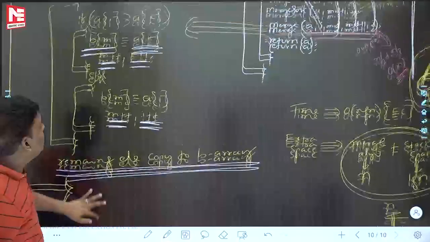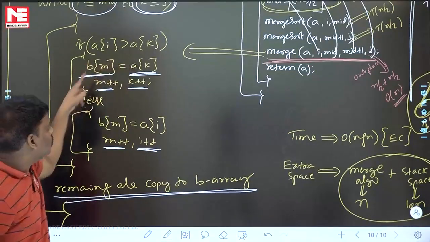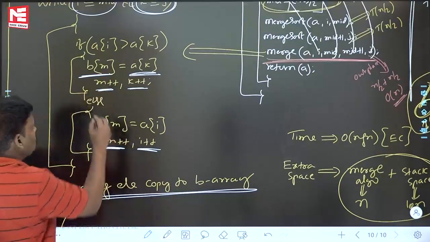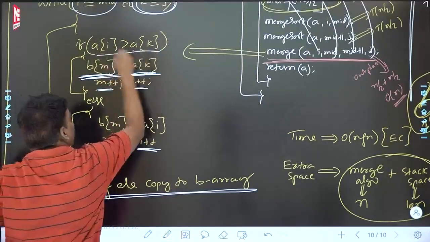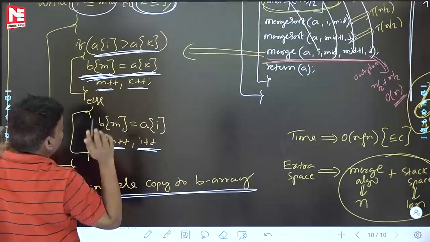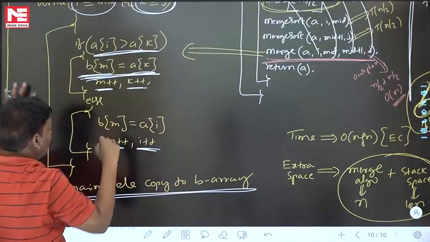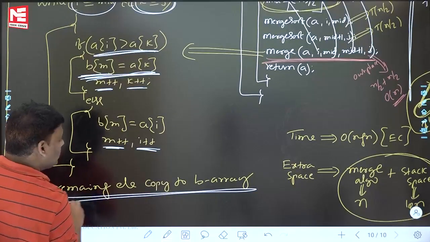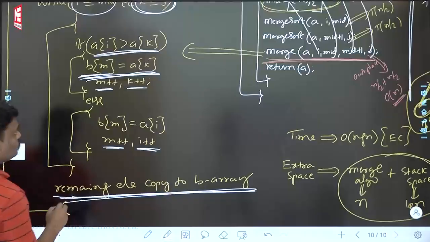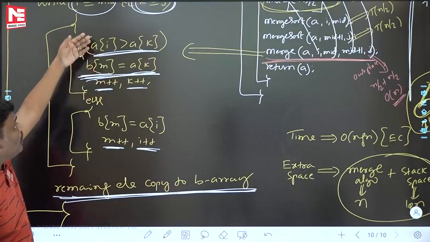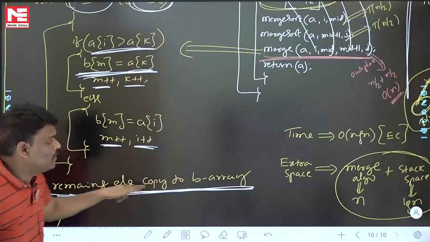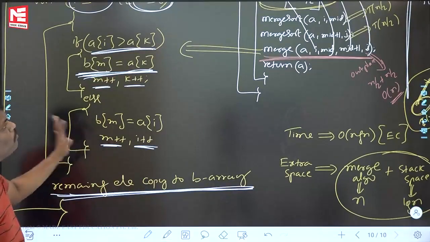See this one. Whenever this loop is going on, comparisons are going on. Moves are also going on. This is a move. But whenever this loop is over, then also moves are there. See, remaining elements copy to B array. So here also, however many comparisons, that many moves. Comparisons are not there, then also moves are there. So moves are the time complexity of the merge algorithm.